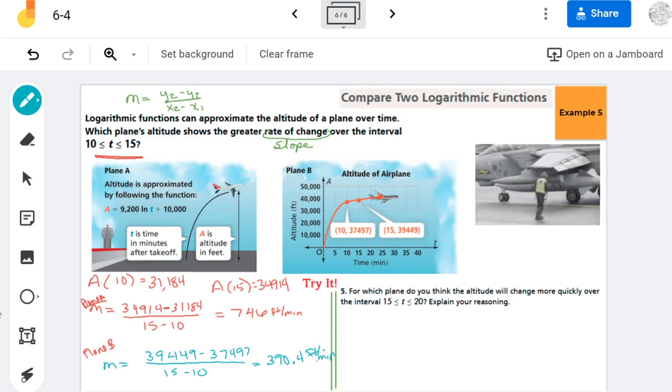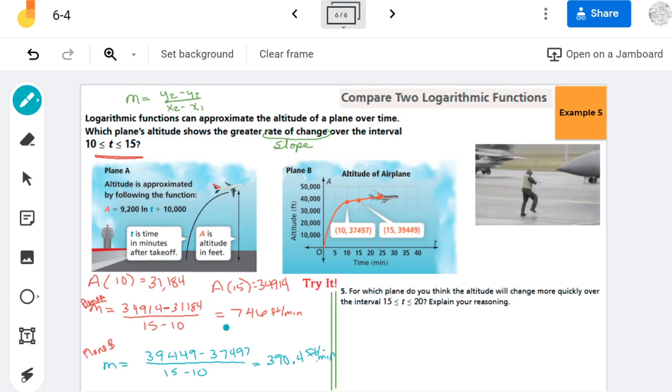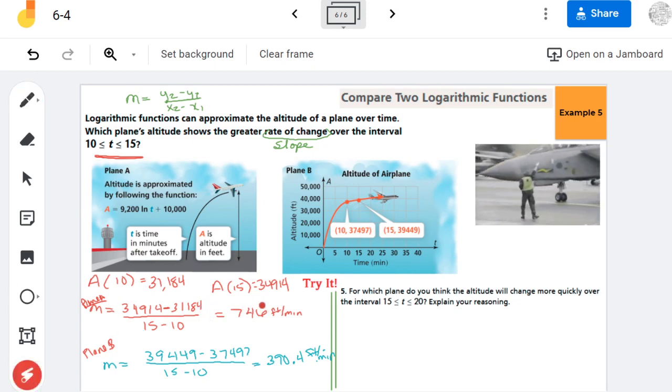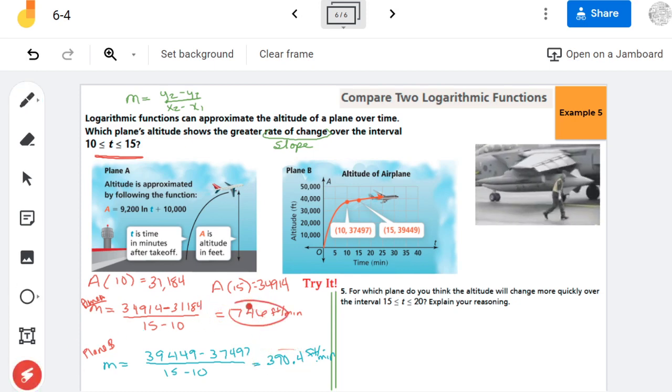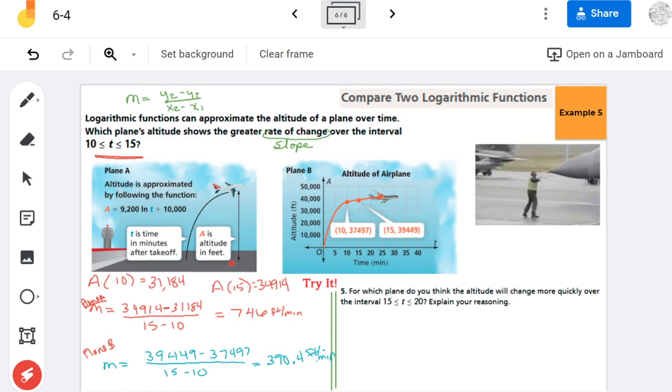So the greatest rate of change over that interval happens with plane A. In fact, you can see it's almost double plane B's change. So what that means, if I were to graph it, it would come up like that.